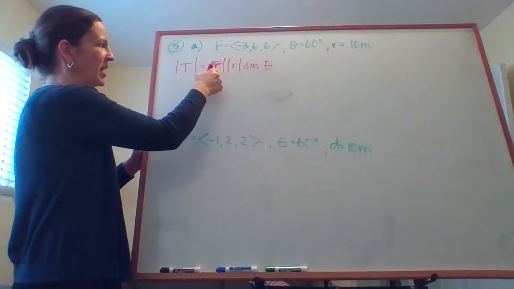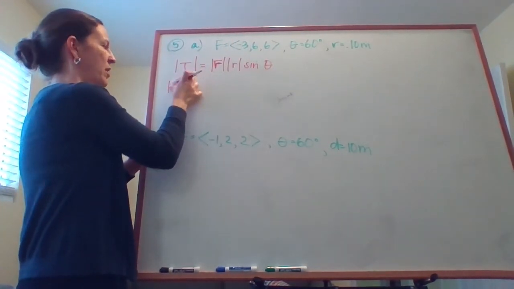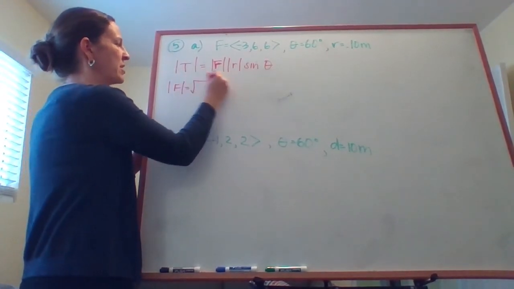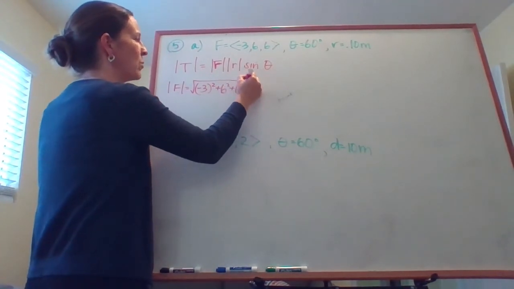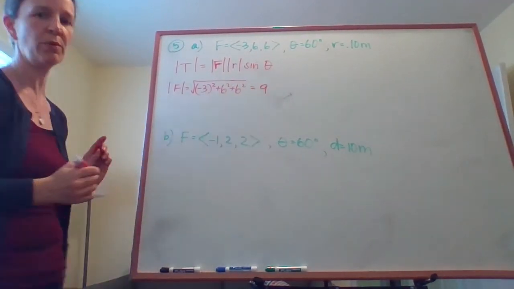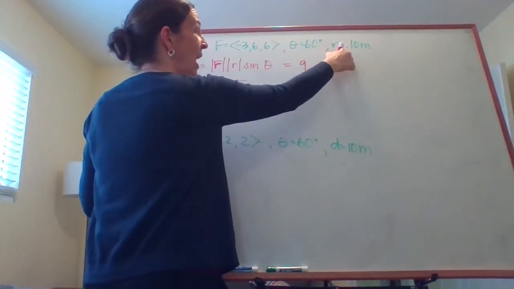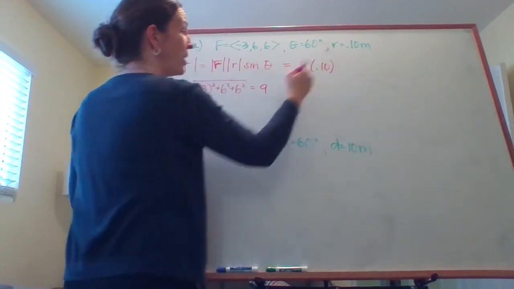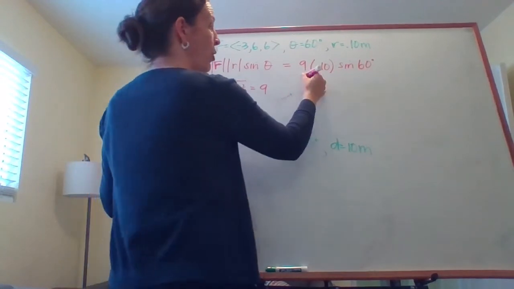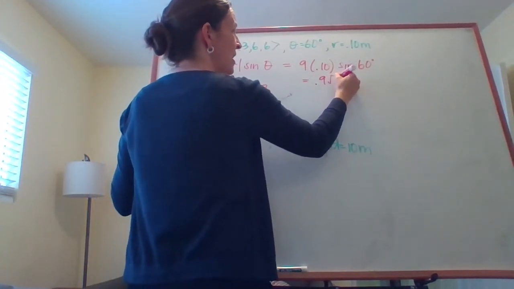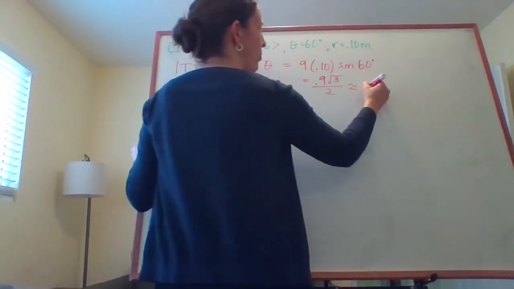So all I'm doing is plugging in. First thing I need to find is the magnitude of the force vector. The magnitude of the force vector is going to be the square root of negative 3 squared plus 6 squared plus 6 squared. That's going to give me a magnitude of the square root of 81, or 9. So when I go to plug in, I end up with 9. I already have the length of the wrench is 0.1, and then I have sine of 60 degrees, which is rad 3 over 2. So that becomes 0.9 times rad 3 over 2. And if I approximate that, I end up with about 0.78.